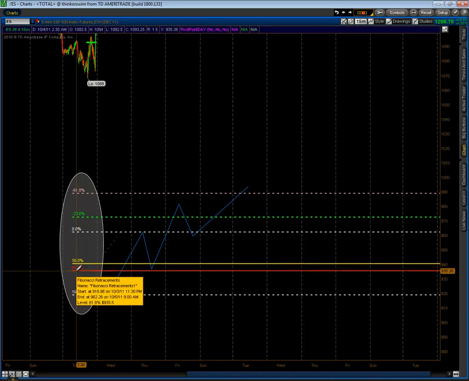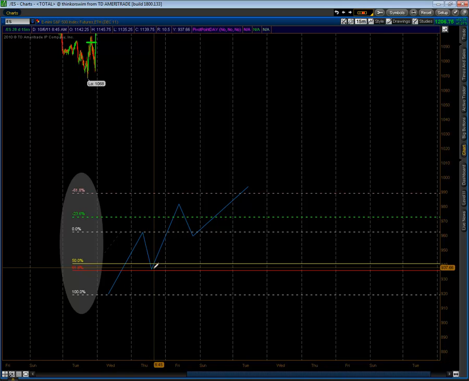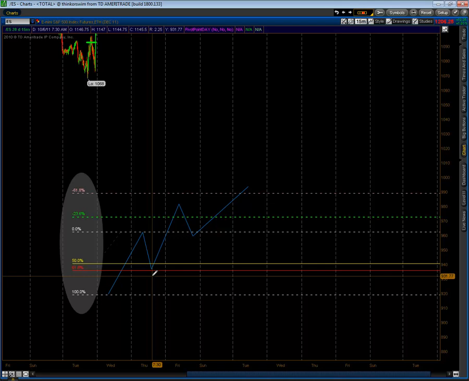The 61.8 line here represents the failure of the trend. If price here came below the 61.8, we would consider that a trend failure, and we would look for a trade in the opposite direction.